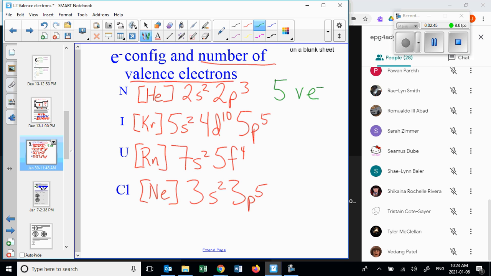In iodine, we don't count the d's. We just say, well, there's these s ones and these p ones, 2 plus 5. That's 7 valence electrons. Uranium, we won't actually be doing chemical bonding with uranium, but there's only s electrons that are going to be counted. The f's are never counted. There's 2 valence electrons. Finally, chlorine. The s's and p's added together is 7 valence electrons.